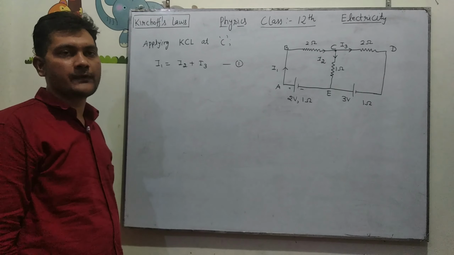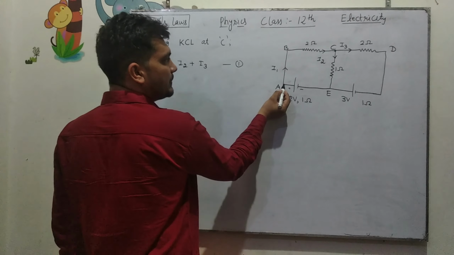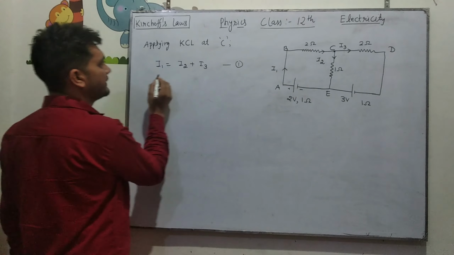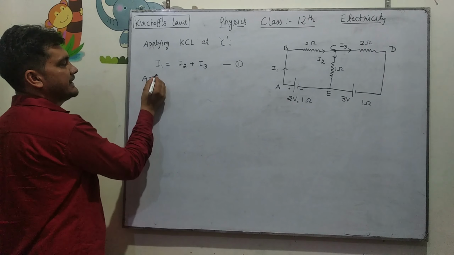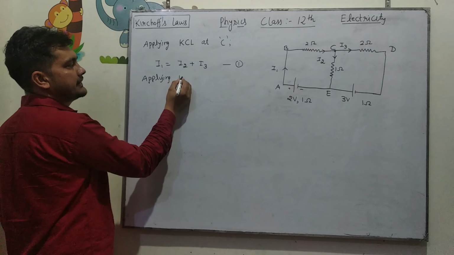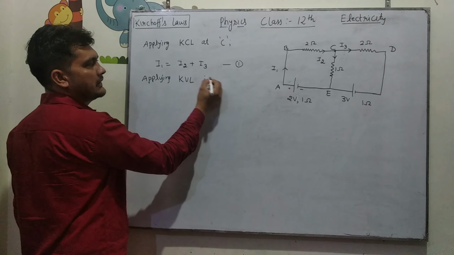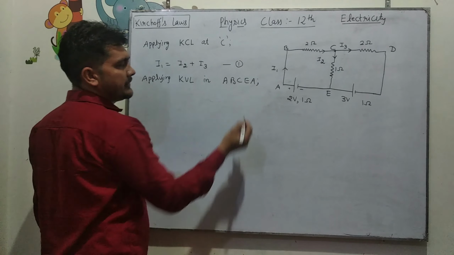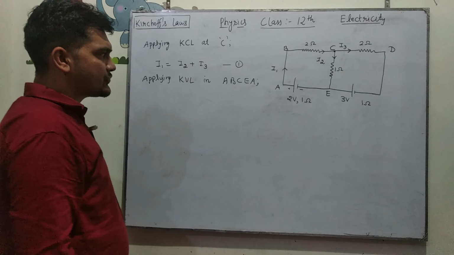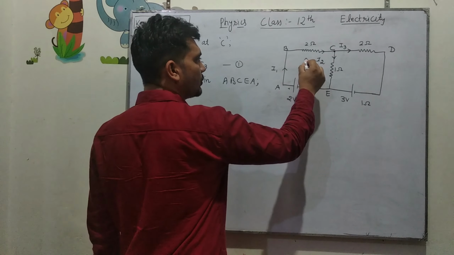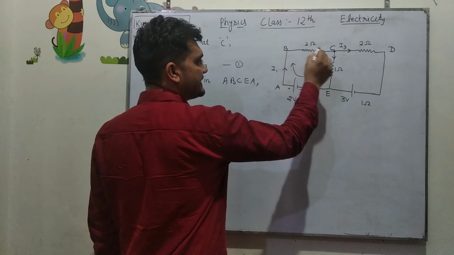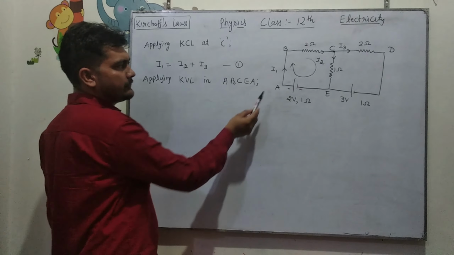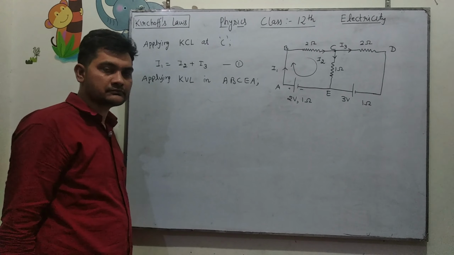Now let us apply Kirchhoff's voltage law in loop ABCEA. Applying KVL, Kirchhoff's voltage law in ABCEA. Now students, the direction of loop is clockwise, ABCEA. Let us start from A to B.